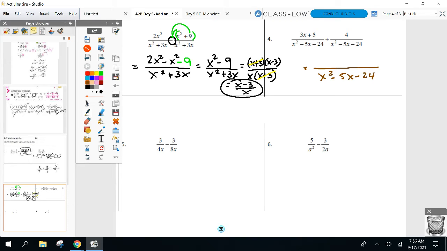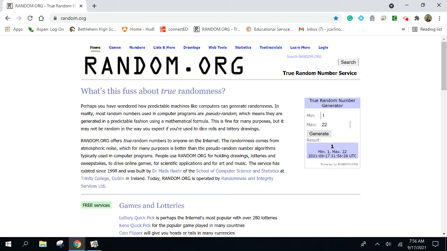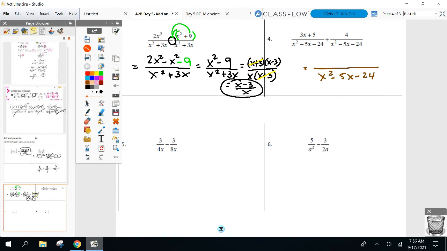Combine your like terms. What do you end up with on top? Combine your like terms. What do we end up with on top? Elizabeth, what did you end up with on top when you combined your like terms? 3x plus 9. Yep, 3x plus 9.